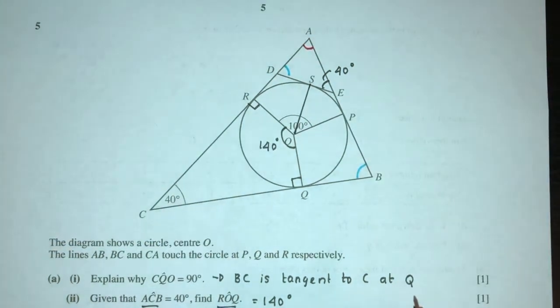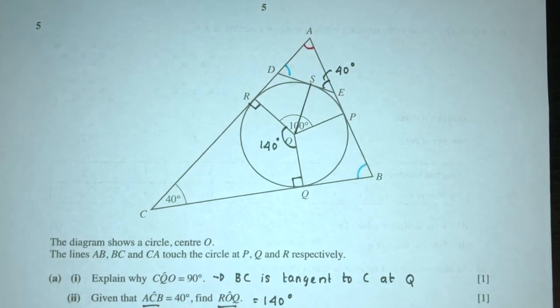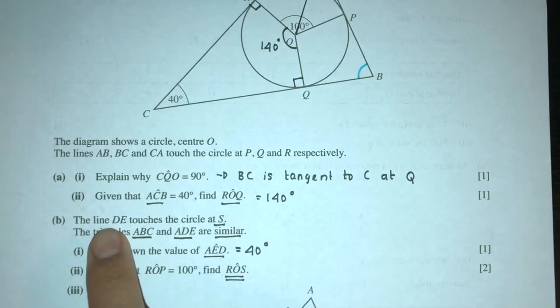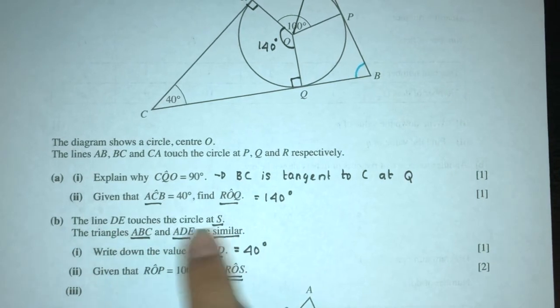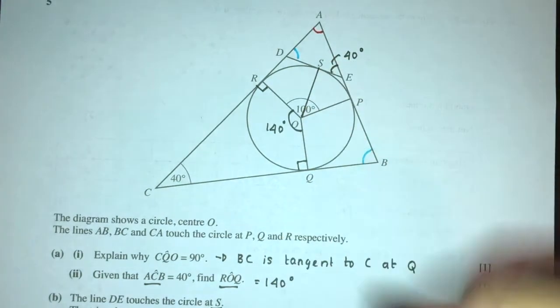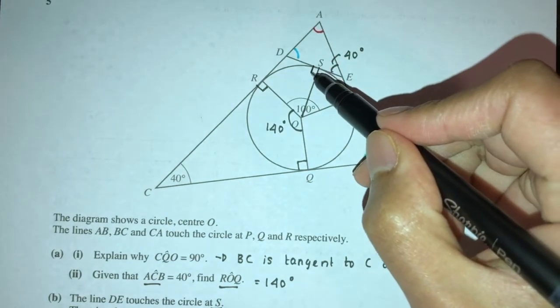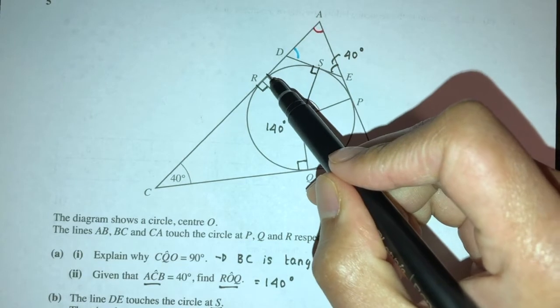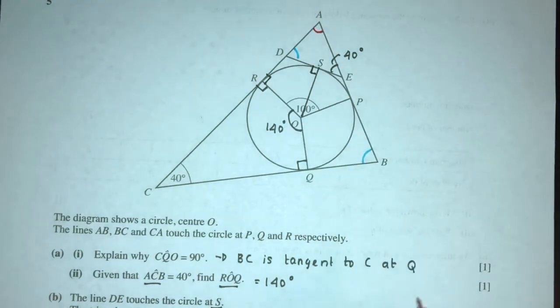Okay, so what do we know about this shape? One thing we can derive here is that since the line DE touches the circle at S, DE will be a tangent to the circle as well. The line SO will be perpendicular. This is 90. If this is 90, this also is 90. So what can we derive from that? Let's see. We have to find this angle. So to find this, we may have to see what we can find first.